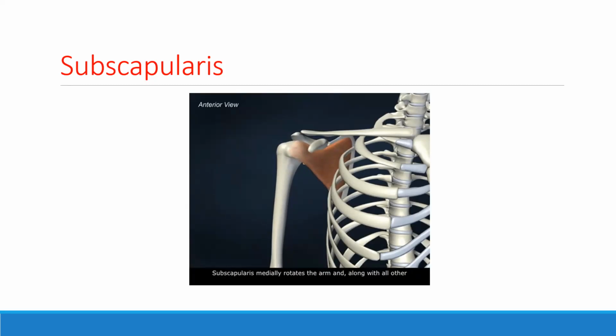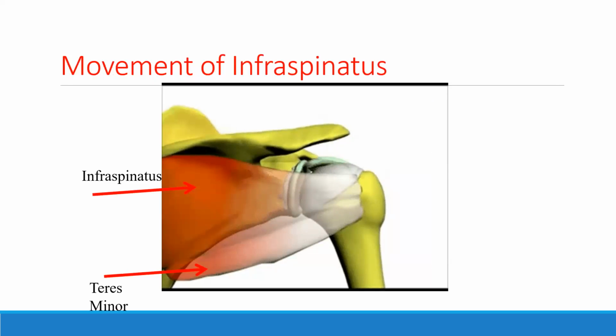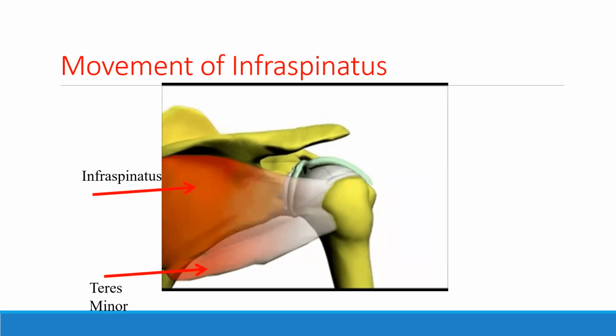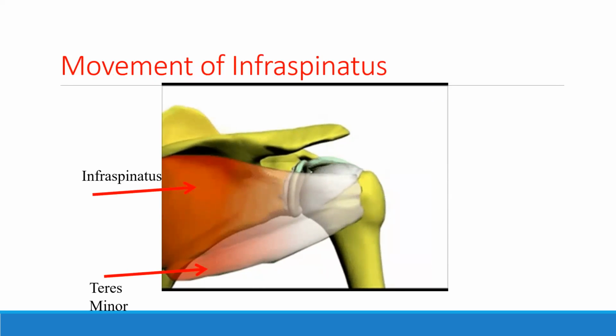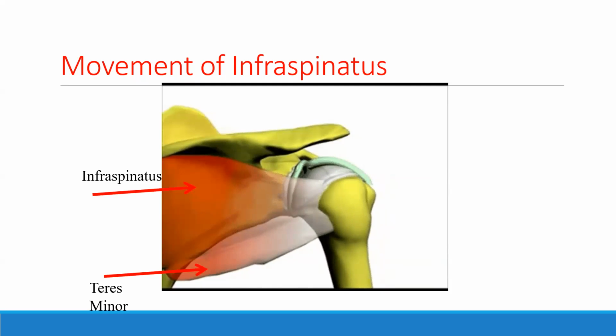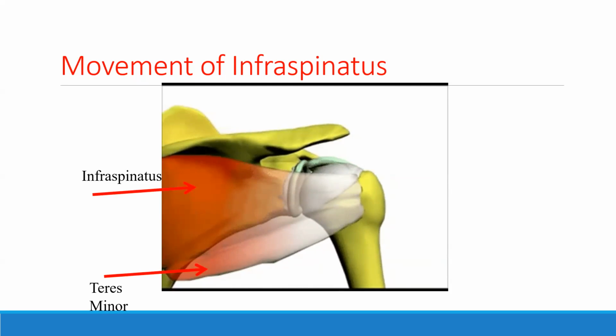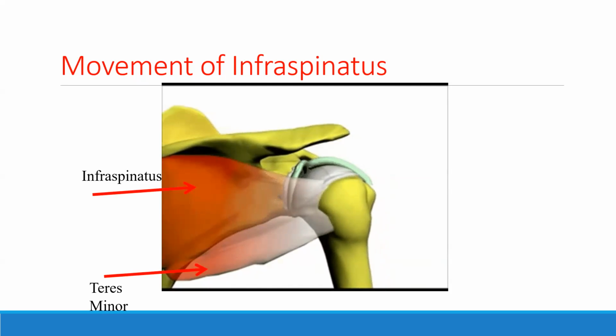And it works because not only do they hold the head of the humerus in the glenoid cavity, but by holding it in tight against the glenoid cavity, it gives the arm a place to rotate on. And again, you can see here the infraspinatus and the teres minor are working together. All four of these work together for us. These are the rotator cuff muscles.